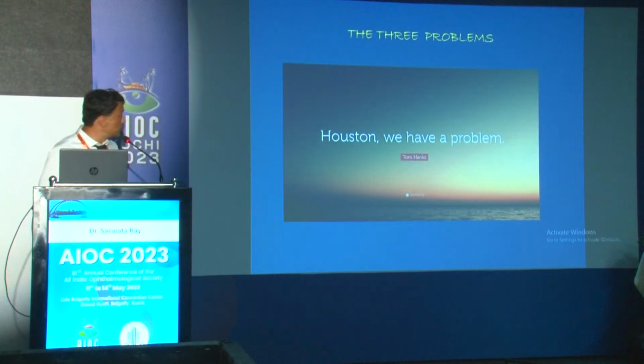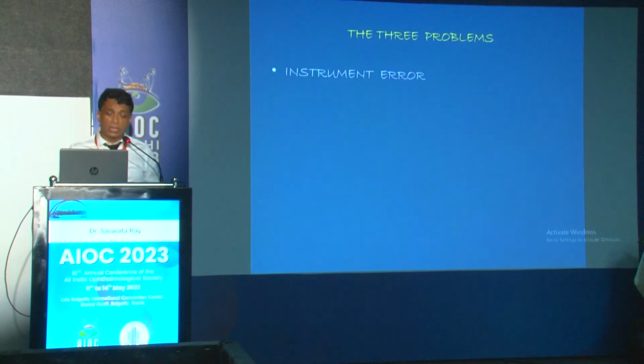So let's talk about the three problems that we have. Why is this such a big problem? The first problem is instrument error. We'll discuss this in a second. Keratometric index error and the formula error.